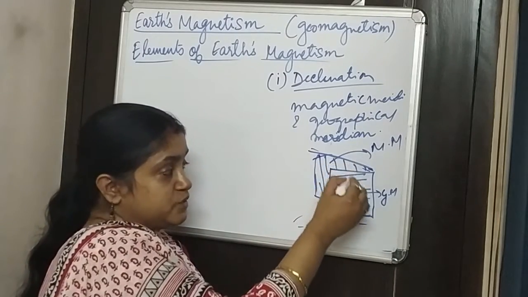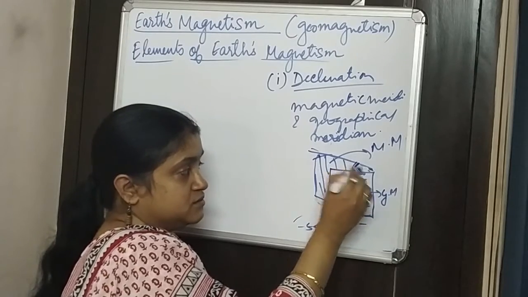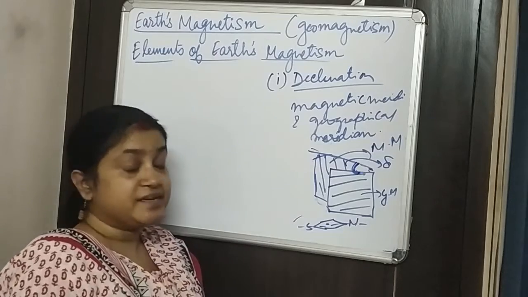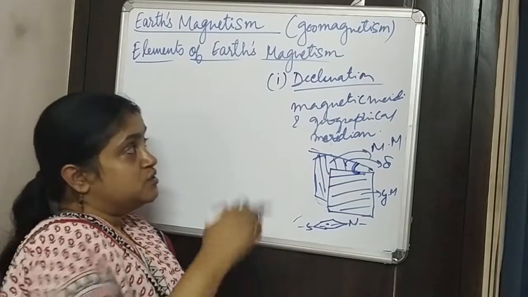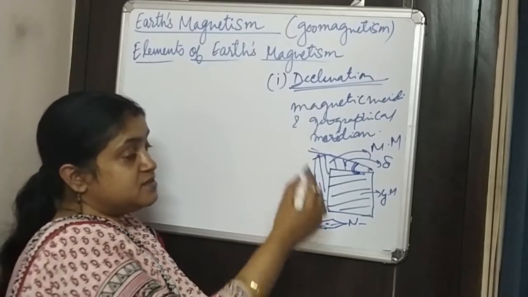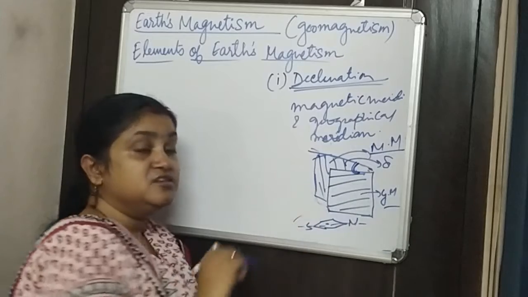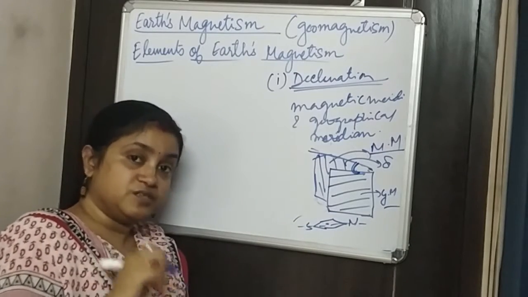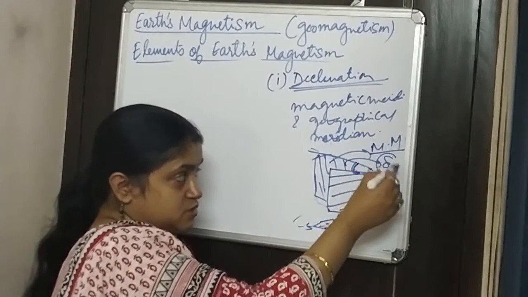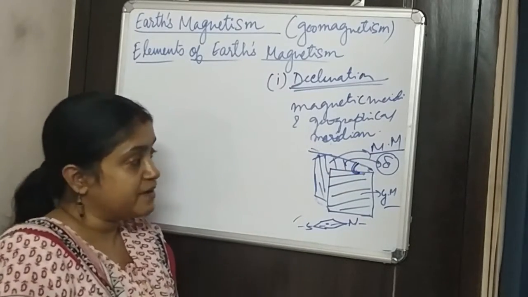So the angle between these two planes is what is called the declination, or magnetic declination. So the declination, or magnetic declination, is the angle between the magnetic meridian and the geographical meridian of that particular place. This is one important element of Earth's magnetism.